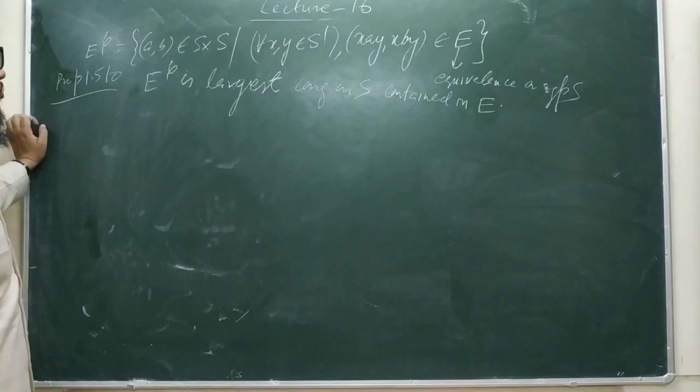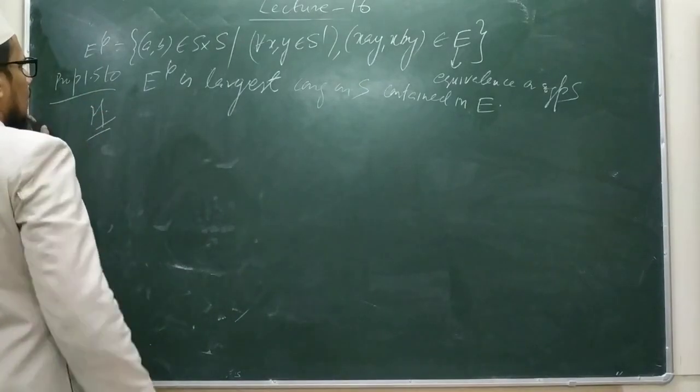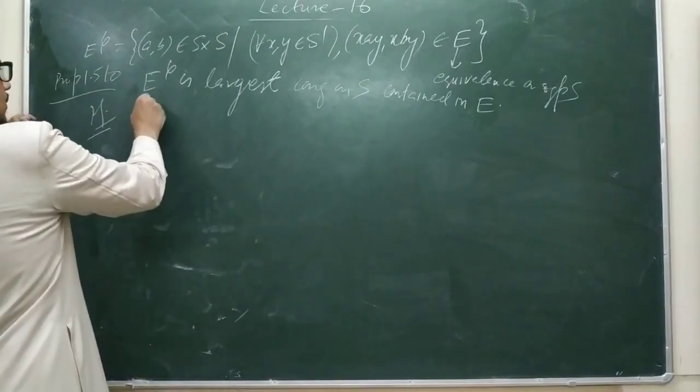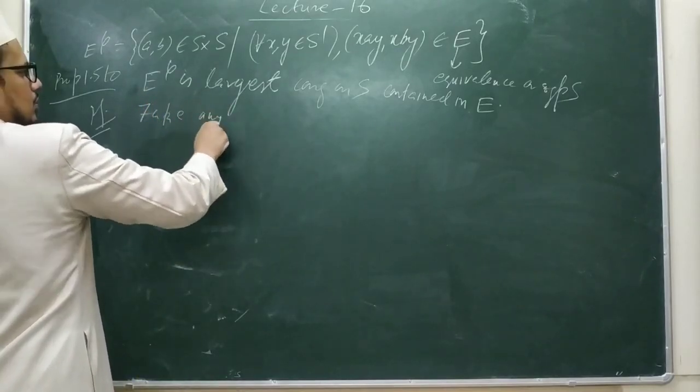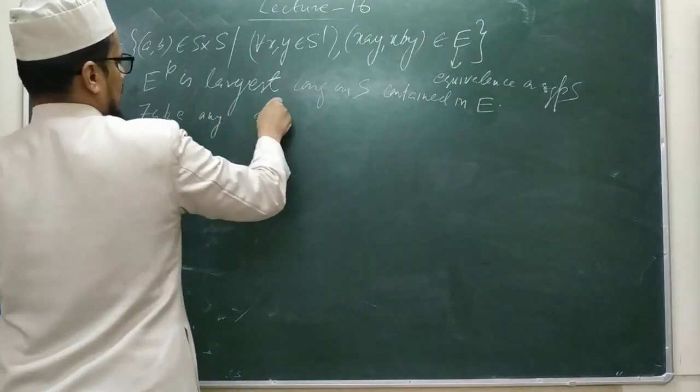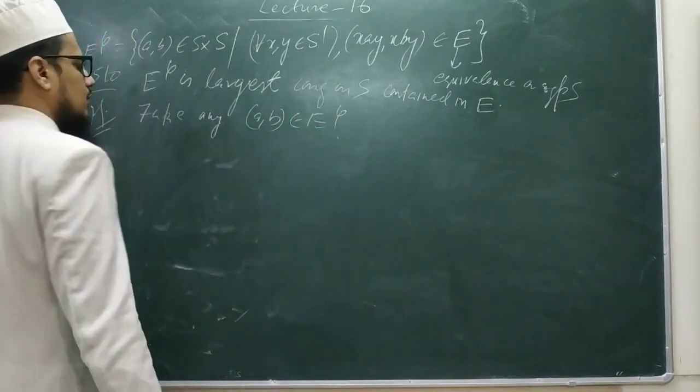So first we have to show that E natural is contained in E, because E natural is the largest congruence on S contained in E. We have to prove. So proof. Take any A comma B belongs to E natural. Correct.